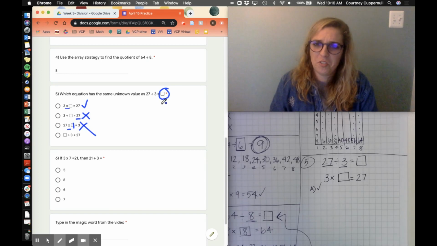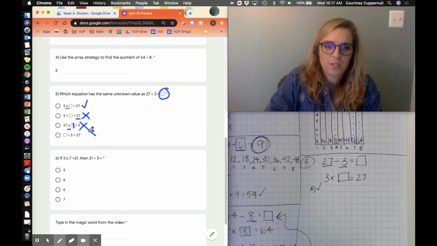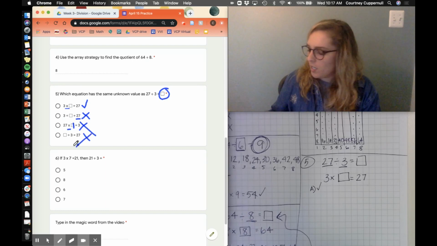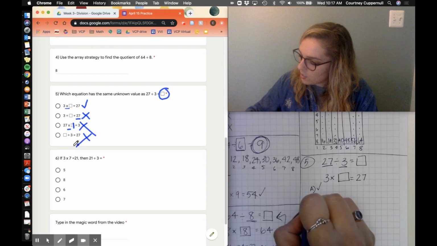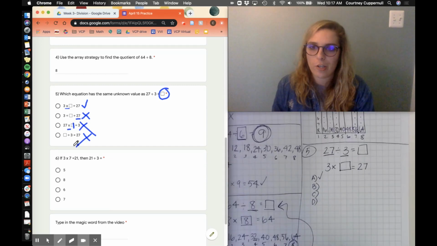Like, that just would not make sense to me. So I know that that's not going to be my answer choice either. So over here, when you're doing this, you can be writing the answer choices here. I know they're not labeled A, B, C, D, but you can totally do that if you would like to.